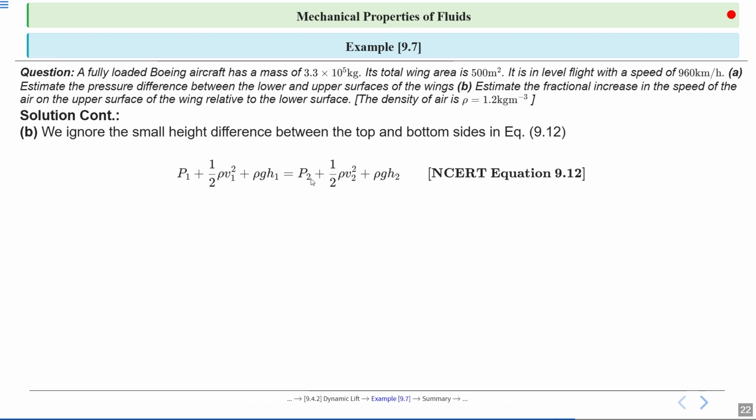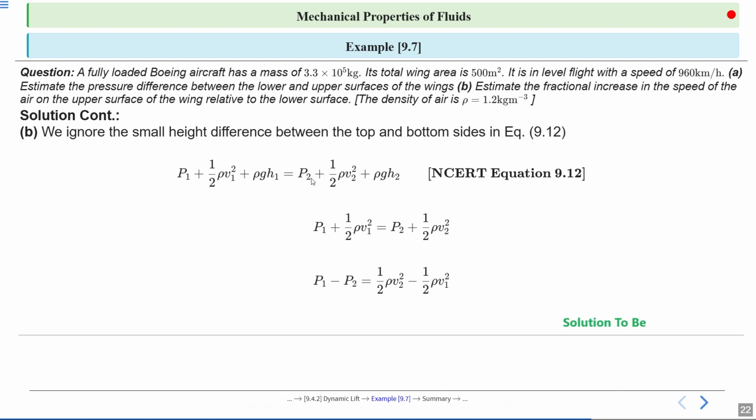So Bernoulli's equation: P1 plus 1/2 rho V1 square plus rho g h1 is equal to P2 plus 1/2 rho V2 square plus rho g h2. Since we are ignoring the height difference, the terms with g and h cancel out. So the equation simplifies to P1 plus 1/2 rho V1 square equal to P2 plus 1/2 rho V2 square. P1 minus P2 equal to 1/2 rho V2 square minus 1/2 rho V1 square. This shows us that the pressure difference between the lower and upper surfaces of the wing depends on the difference in the squares of the air speeds above and below the wing.